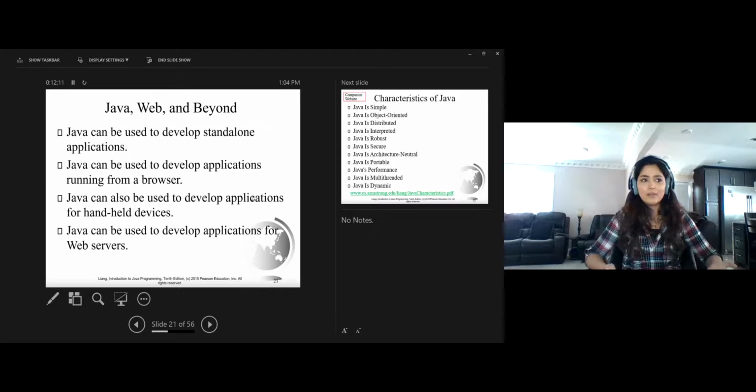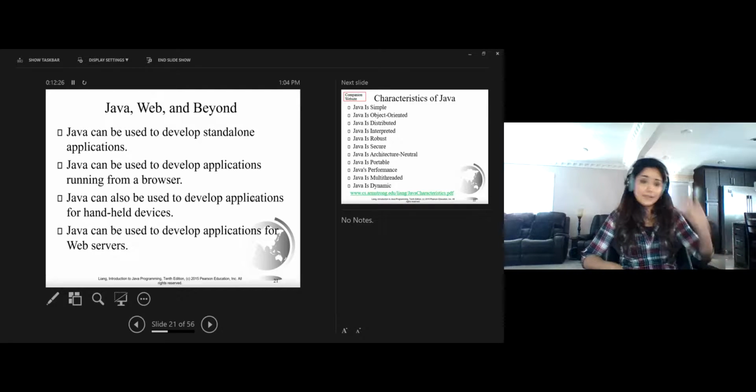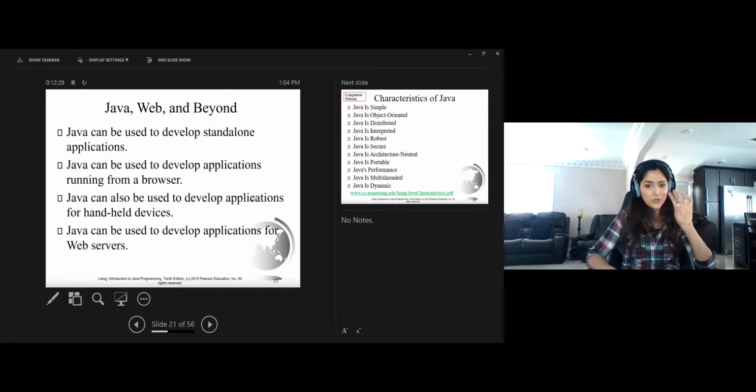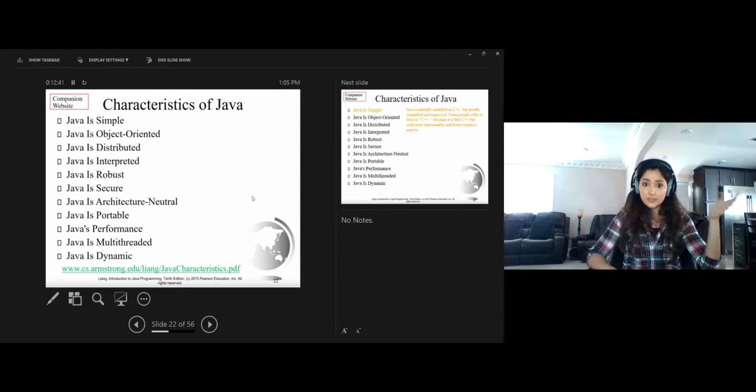Nowadays everyone can create an app on their own computers, on their own phones, anything you can do, and it's so easy. It's all because of Java. Java is used to develop applications for web servers and for handheld devices. Handheld devices are your cell phones, like shopping apps or any games you're using on your cell phone, all because of Java. Also applications running from a browser, and standalone applications. These are some of the characteristics of Java.